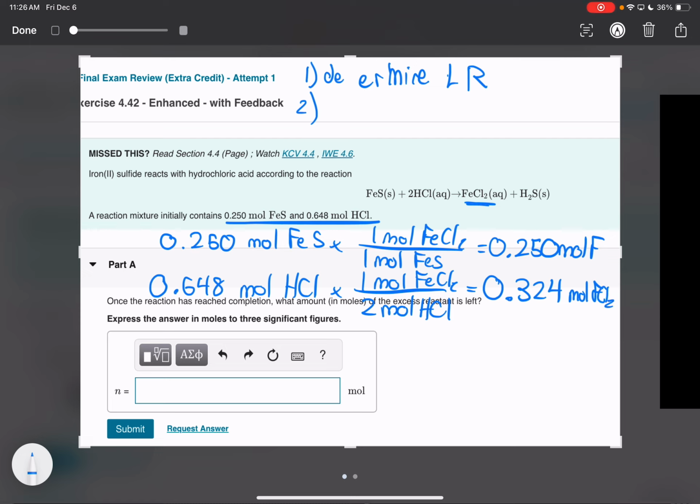Cl2. It doesn't want to let me write there. Cl2. Okay, so this is how much product is produced, but I don't care about that. All I care about is that that told me that this is the limiting reactant.